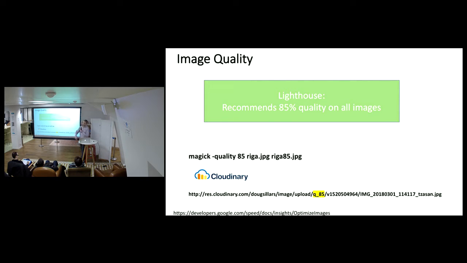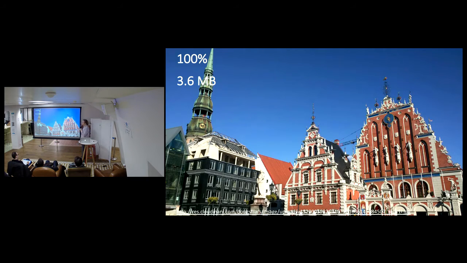So what does that look like? Here's a picture. This is Riga in Latvia, 3.6 megabytes from my phone. I save it at 85%. It's 1.87, so it's half the size immediately. So pretty huge savings.